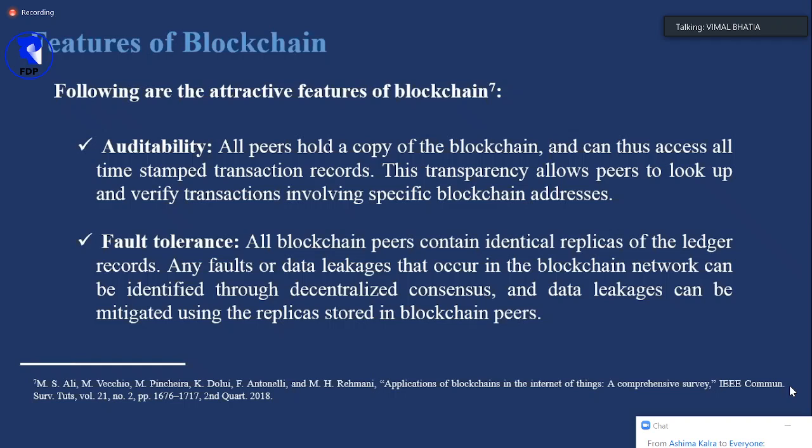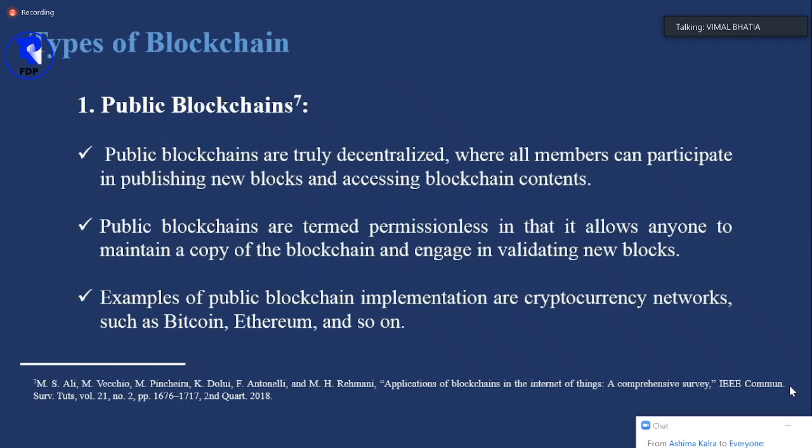So now, if you look at this, there's another application in the reference here. Application of blockchain in IoT, right? A comprehensive survey. So another survey article came in 2018 in IEEE Communications Surveys and Tutorials. So they're also advocating the use of blockchain in Internet of Things type of applications. Now let's look at what are different types of blockchains. Now, public blockchains. Public blockchains are truly decentralized, where all members can participate in publishing new blocks and accessing blockchain content. So each and everyone has the access. Public blockchains are termed permissionless, in that it allows anyone to maintain a copy of the blockchain and engage in validating new blocks. Examples of public blockchains implemented in cryptocurrency networks are Bitcoin, Ethereum, and others.